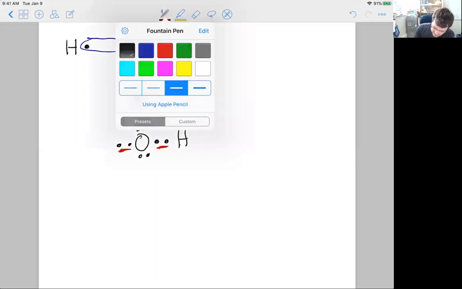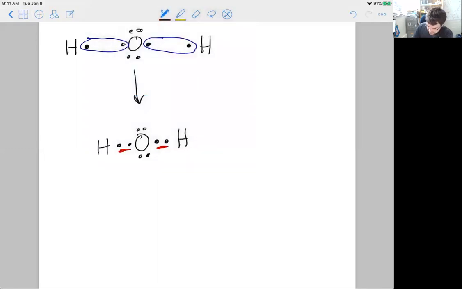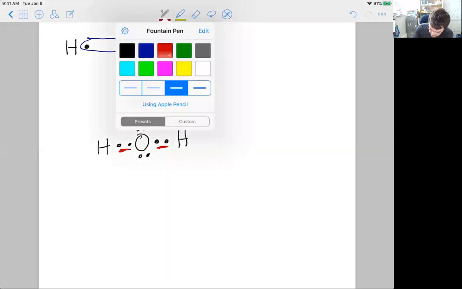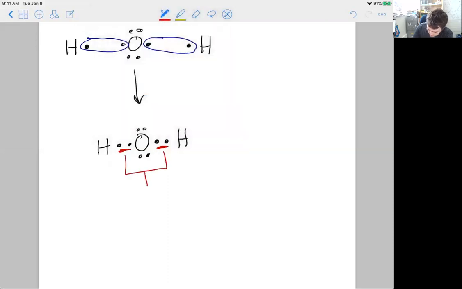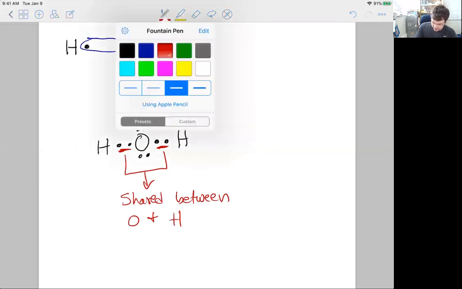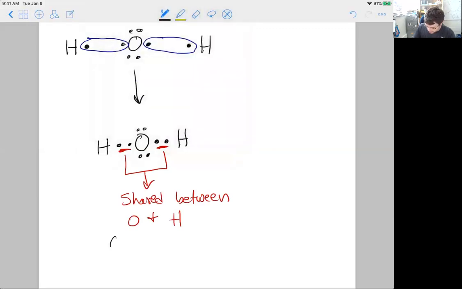That allows us to see more clearly that these electrons that I've underlined in red are not localized or fixed on that oxygen atom. They are shared between O and H. This sharing of electrons is called a covalent bond. Covalent bonds form when 2 electrons are shared between 2 elements.